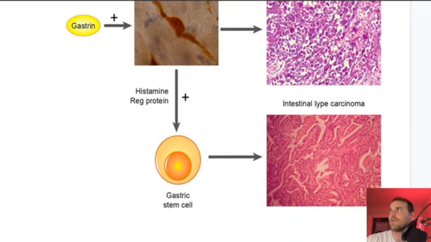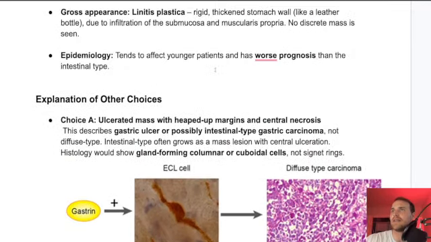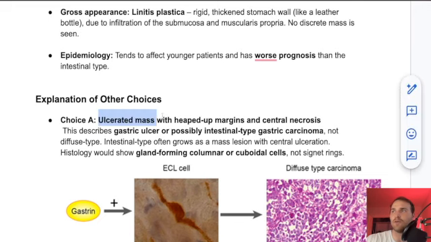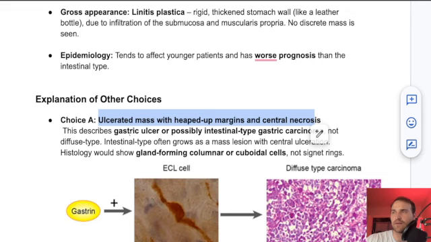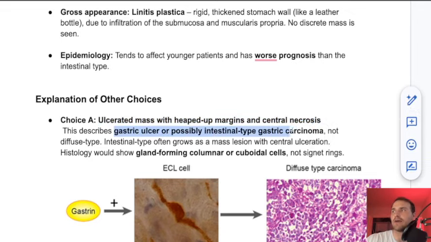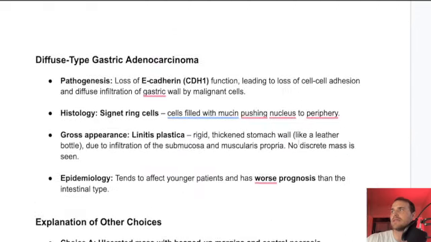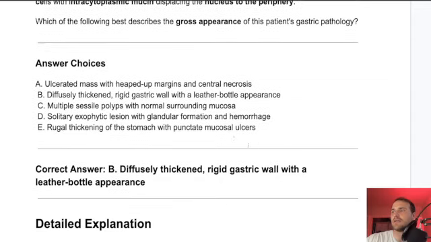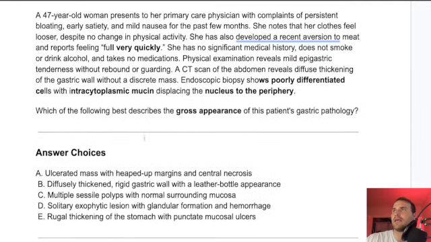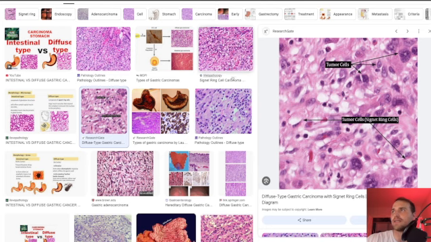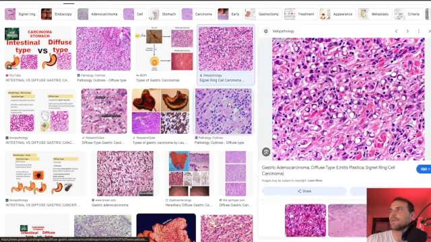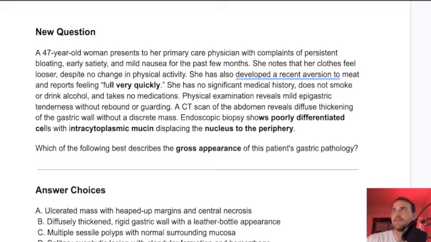There's also another type, intestinal cancer, and that's where a lot of these other answer choices will be. Like A, ulcerated mass with heaped up margins and central necrosis. That's the intestinal type gastric cancer, and it has gland-forming columnar and cuboidal cells with central necrosis. So it's not going to be that, because our histology is going to be closer to this leather bottle appearance. And on the step, they'll show you something like this, and they'll be like, boom, what is this? And then you'll see the signet rings, and you'll think diffuse gastric cancer.